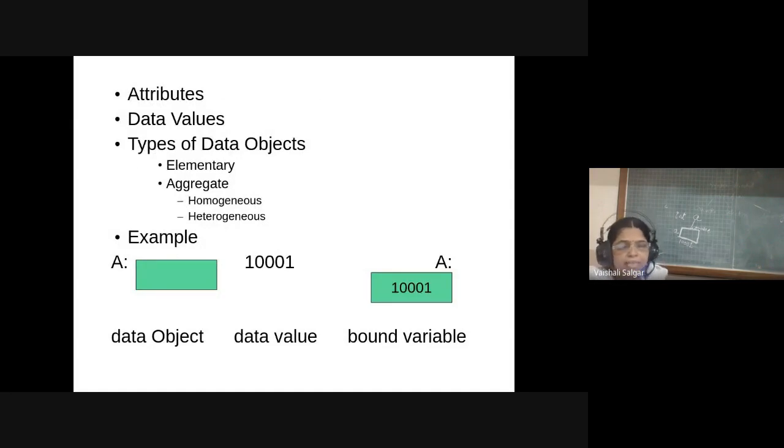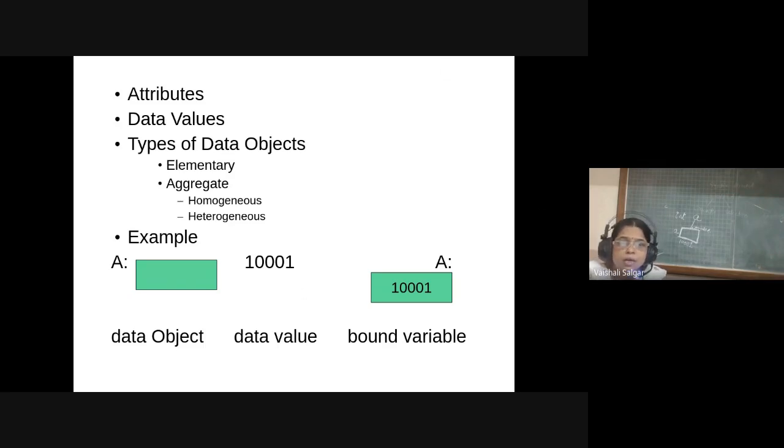So basically, whenever we deal with a data object, it has attributes and data values associated with it, and the data object will be elementary or aggregate. For example, just now I gave you an example of a structure or an array. When I say the data type of an object is elementary, it means it is from any of the basic data types: integer, character, boolean or float. And when the type of a data object is aggregate, it means it is going to be homogeneous or heterogeneous.